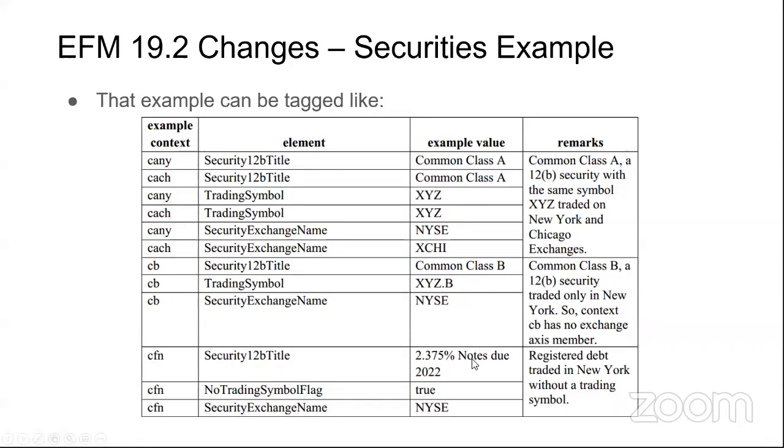Similarly, with the notes due in 2022, I would have to dimensionalize the security 12B title through my statement class of stock axis, but because it only appears under one security exchange, I would not have to use my entity listings exchange axis.